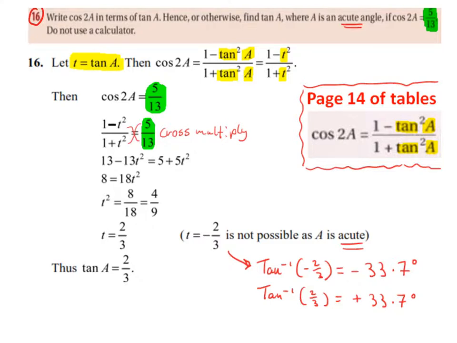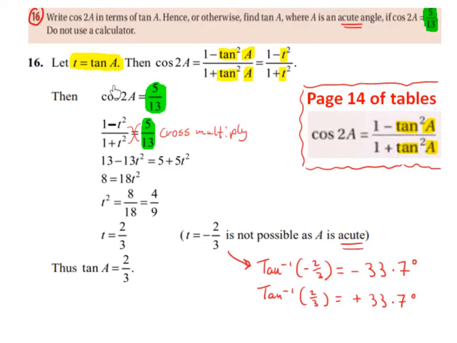So what we're going to do is choose a letter. It can be any letter. You could go with X, but usually we go with T. And we're going to let T equal tan of A. So we're going to swap every tan of A in our formula for T. So then we get cos of 2A equal to 1 minus tan squared A divided by 1 plus tan squared A becomes 1 minus t squared divided by 1 plus t squared. So tan squared A becomes t squared, tan squared A becomes t squared.